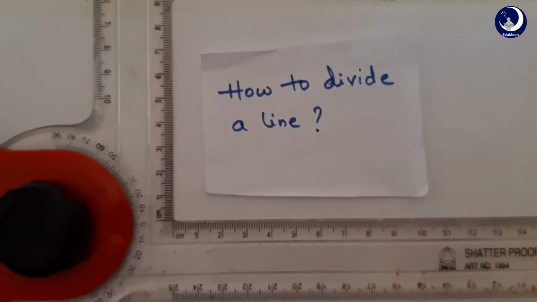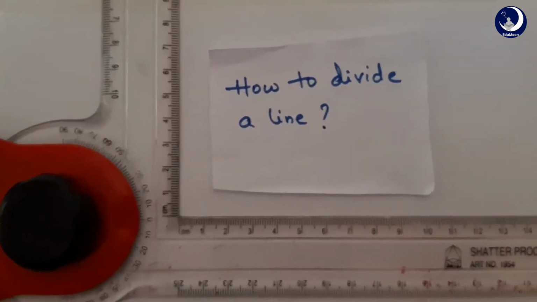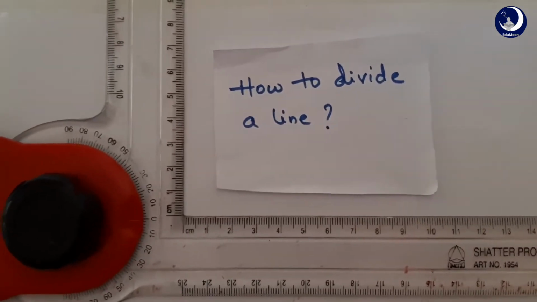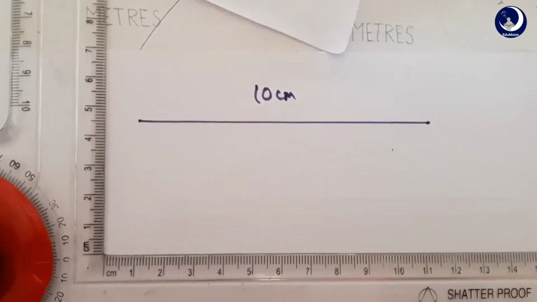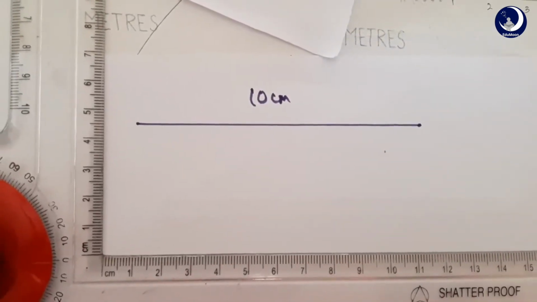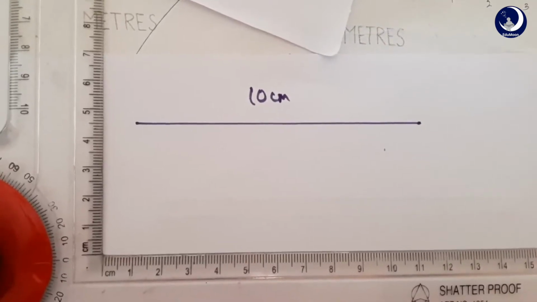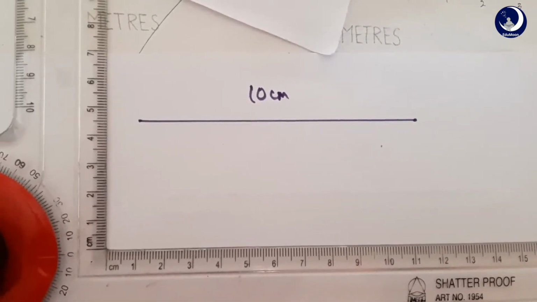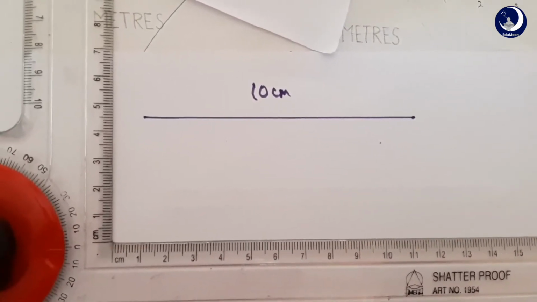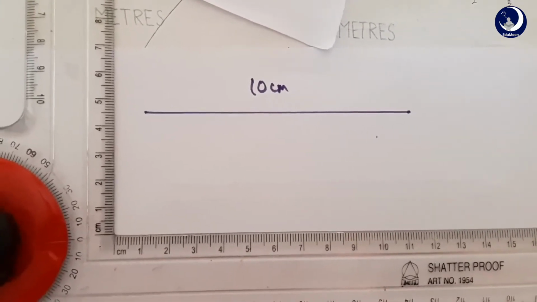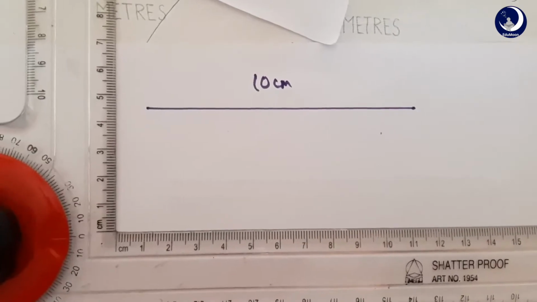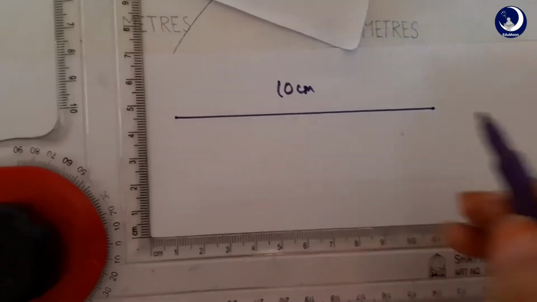In this video, before we discuss the main topic, we shall discuss how to divide a line. Let us say you are given a line of 10 centimeters and asked to divide it into two equal parts. We are going to do that by dividing 10 by 2 and we get 5. So each part is going to be 5 centimeters.